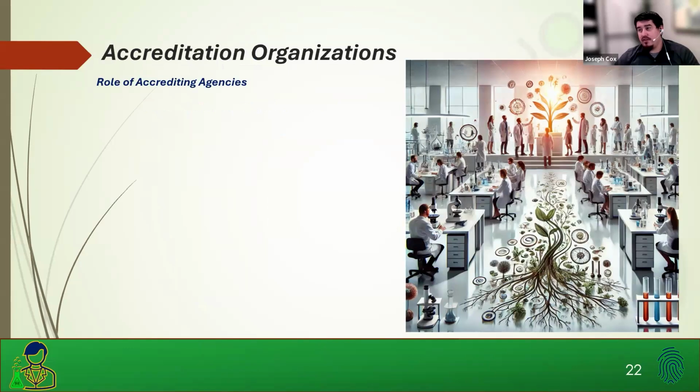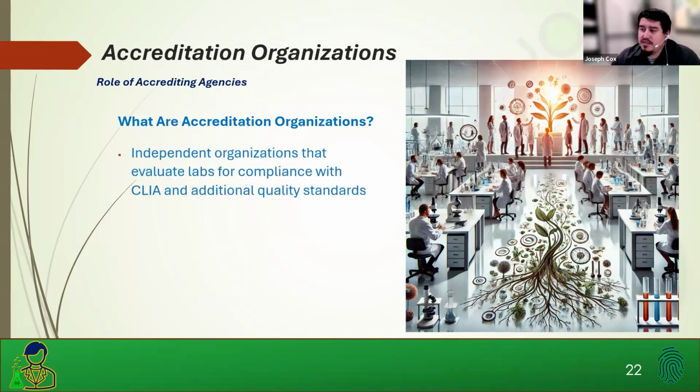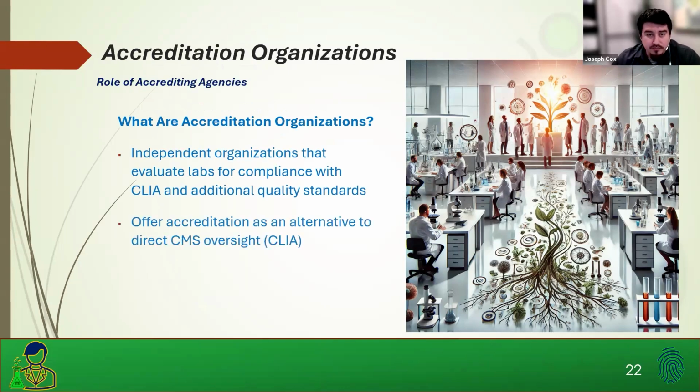Since we talk about accreditation organizations, let's dig into what the role of accrediting agencies is. So what are accreditation organizations? They're independent organizations that evaluate labs for compliance with CLIA and additional quality standards. They offer accreditation as an alternative to direct CMS oversight.